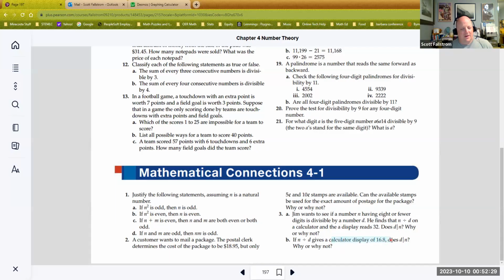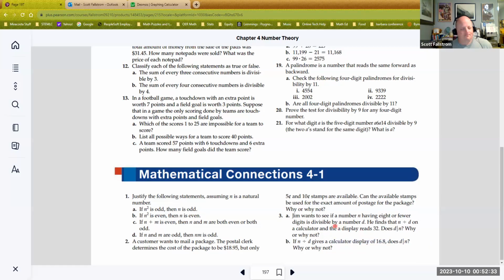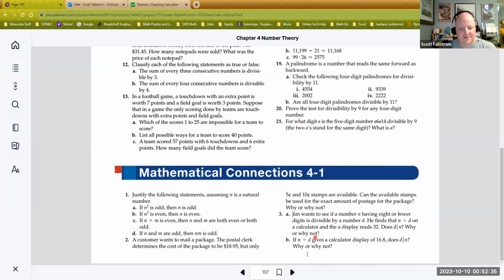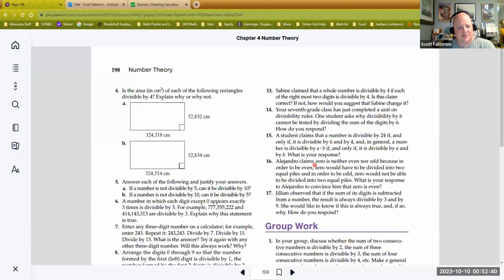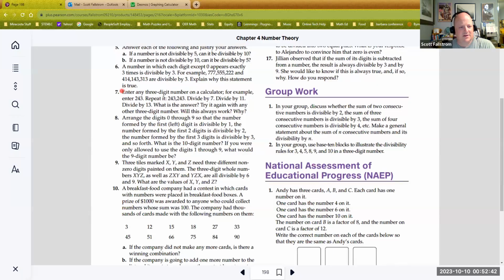And then they give you another one right afterwards that says, hey, what do you do if the display doesn't give you a nice whole number? So a couple options there. I think it said 3A and 7. Let's take a look and see. 7, enter any 3-digit number in a calculator. Okay, repeat. Got it. Then divide the number by 7, by 11, and by 13.